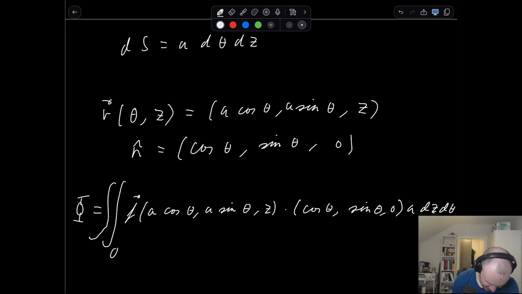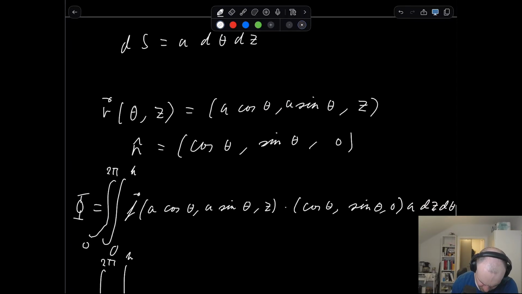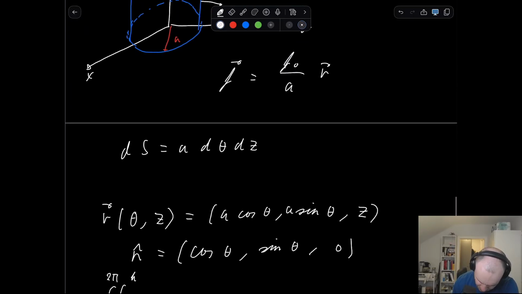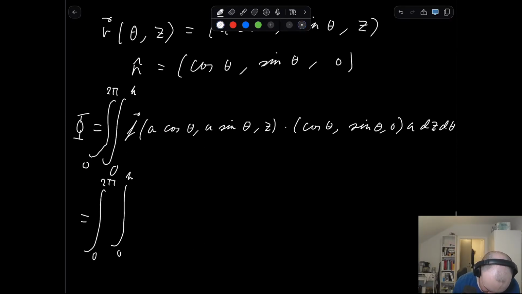The height is just from 0 to h, and theta is all around, so 0 to 2 pi, like that. Cool. That's pretty good. Now, the smart thing to do, of course, is to insert for f. What was f again? f was f0 of a, multiplied by this guy. So you just get f0 and a disappears. You just get f0. And then, as you see, the last coordinate z just disappears as well.